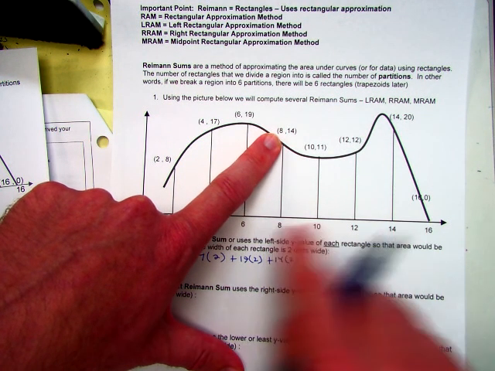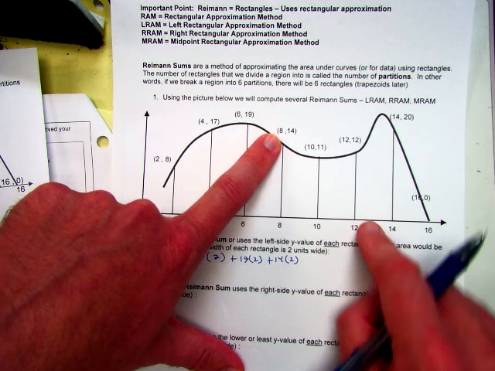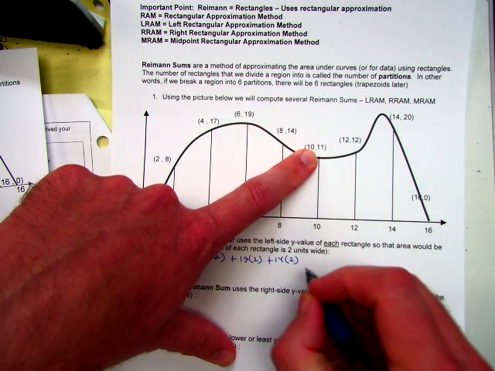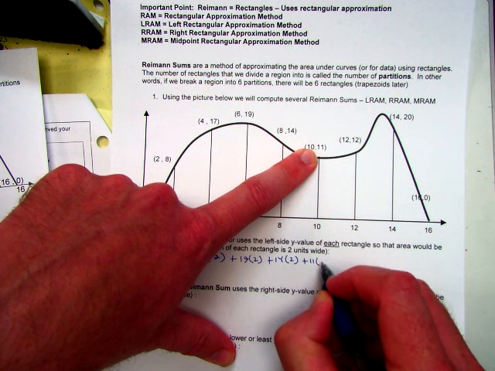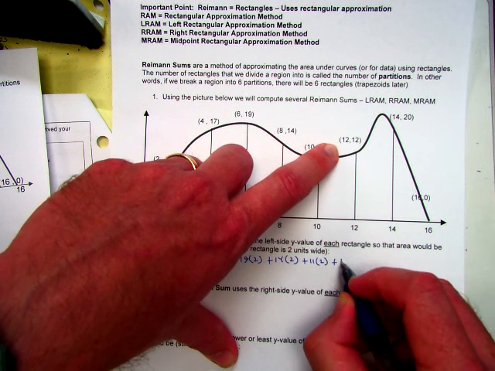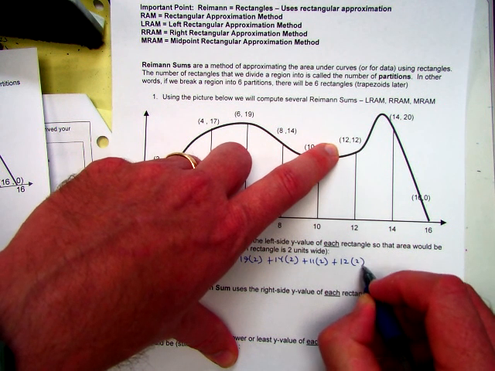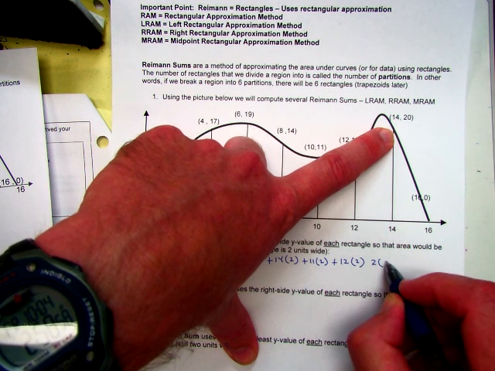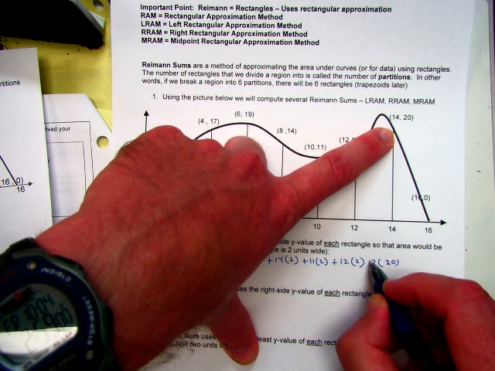They're not always going to be uniform. The next one is 11 times 2 units wide. The next one is 12 times 2 units wide. And the last one is 20 times 2 units wide. Okay?